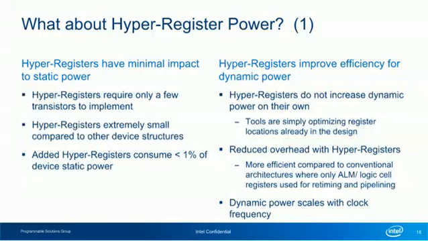This is because during optimization, the software tools take register stages implemented in ALM registers and replace them with hyperregisters. Overall, this proves to be more efficient than using other ALM registers for the same type of optimization. Keep in mind, though, that since the hyperregisters do enable designs to run faster, increasing the clock speed of your design will cause the dynamic power consumption to scale with that frequency increase.